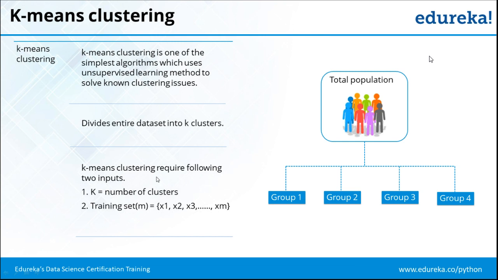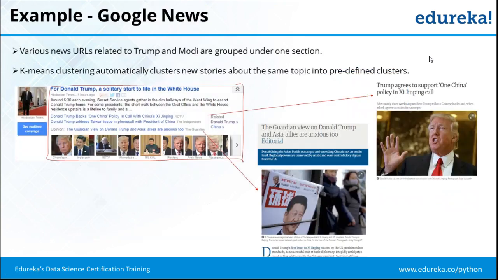So it will require two inputs. One would be your K, that is the number of clusters, and second would be your training set. The training set is nothing but all the data points we have, so all the data points x1 till xm. Let's say we have m data points, so we are calling them x1 to xm. These two things we need to give as input: how many clusters I want to form, and the data set which I want to divide into the clusters.